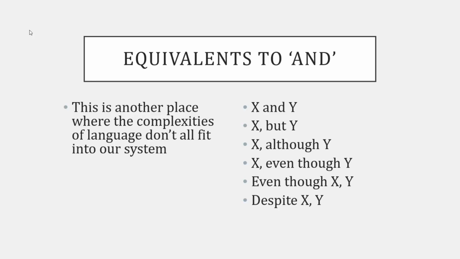Yeah? Okay, so there's a bunch of variants on and. You can just say X semicolon Y. I'm going to the party. I'm happy. That's equivalent to X and Y. Okay.